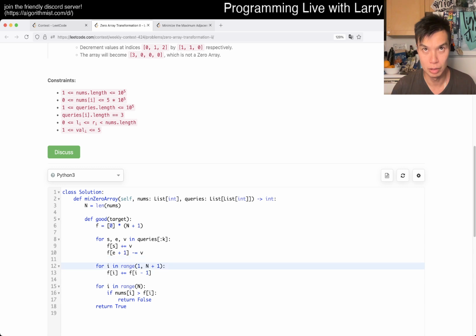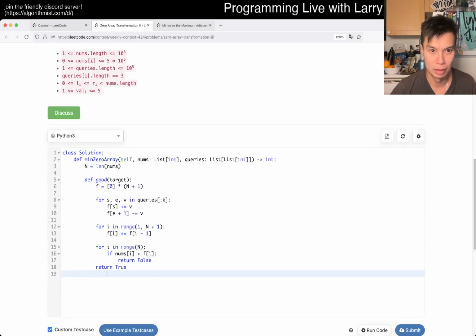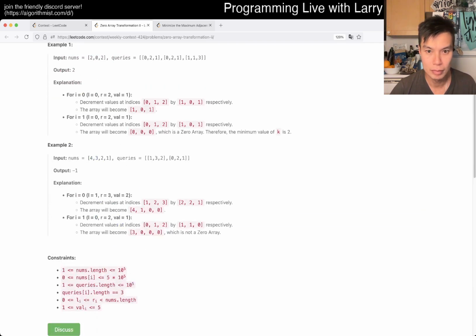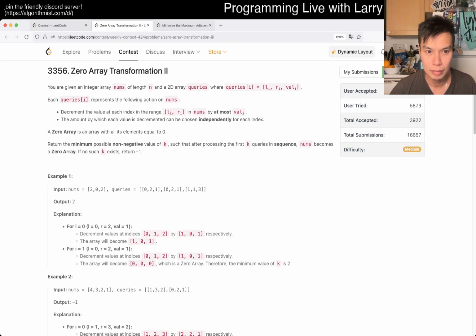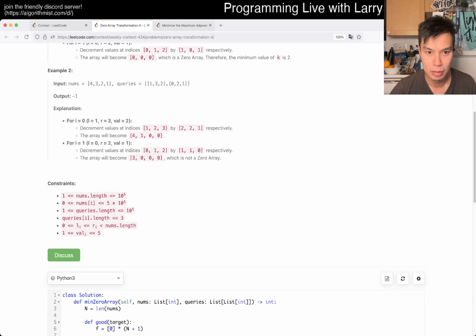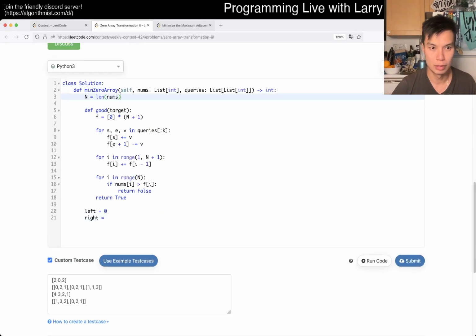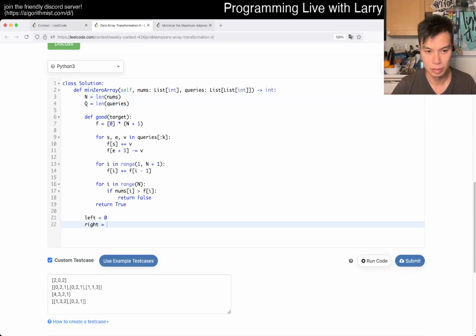So it's 0. Does that return to? I always forget what the bound is. I don't think the bounds are inclusive, but okay, fine. Easy. So right is doing order K, so Q.